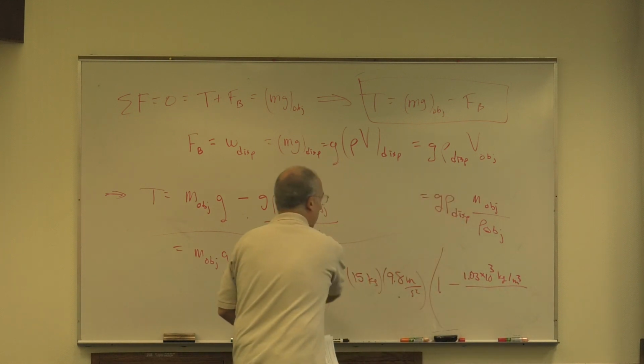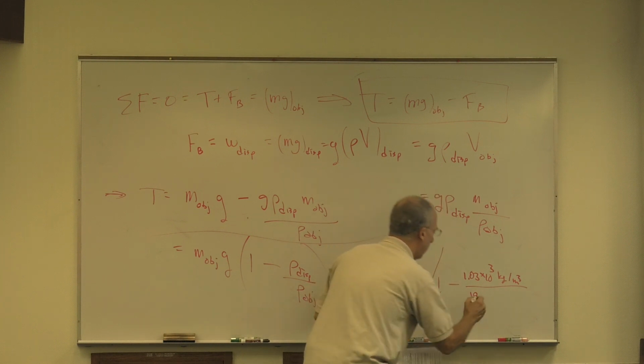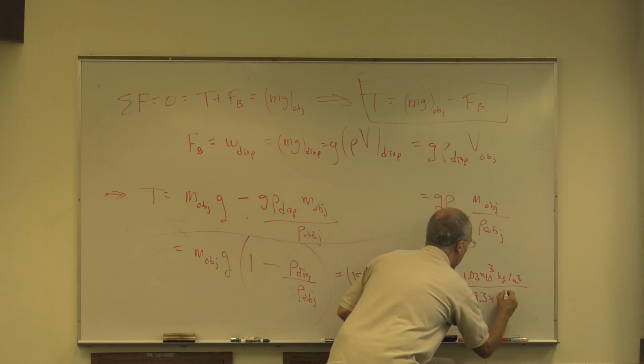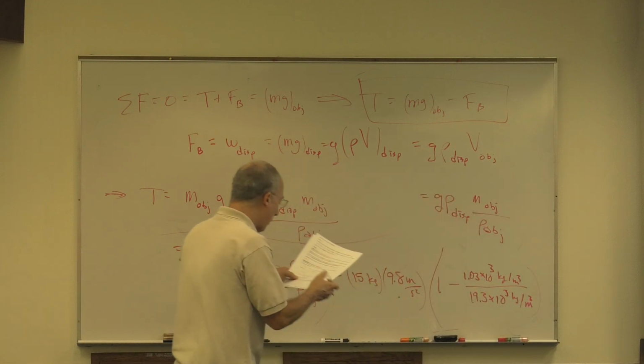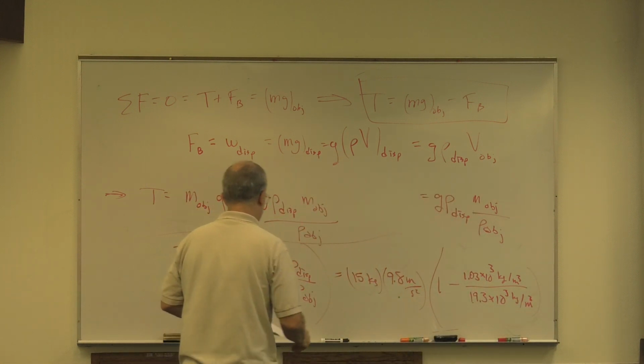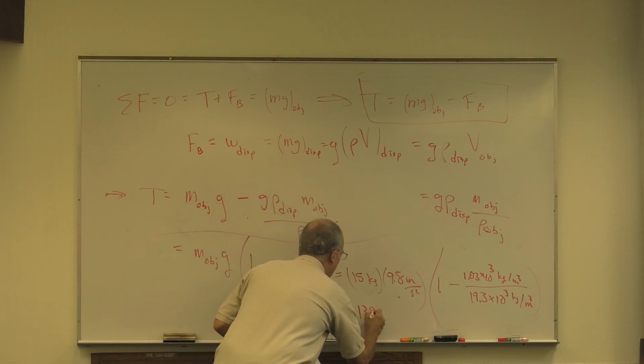Density of the gold, 19.3 times 10 to the third. So you do all that, and the answer comes out to be 139.1 newtons.